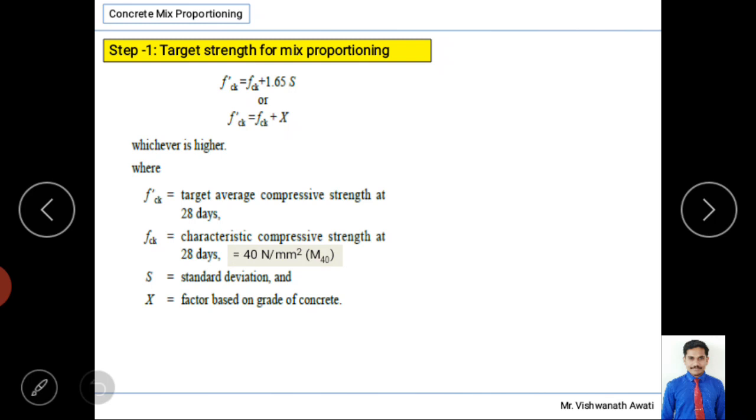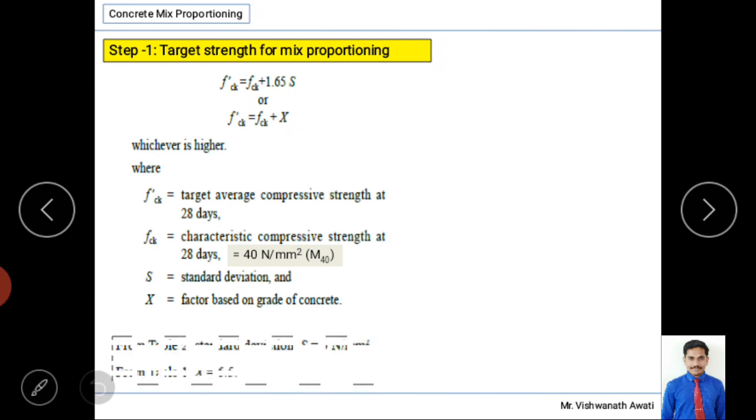But target strength is f'ck. And here also one more unknown is there, S. So S is standard deviation, right? So we'll get to know how to get that data from the tables. And we have one more formula, that is f'ck equals fck plus X. So here the unknowns are f'ck, and S and X, right? So to know the values of standard deviation and factor based on grade of concrete, we are selecting those data from the tables.